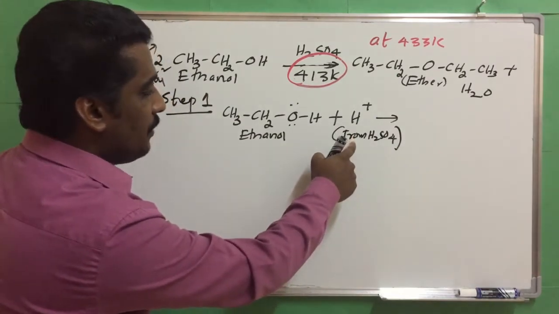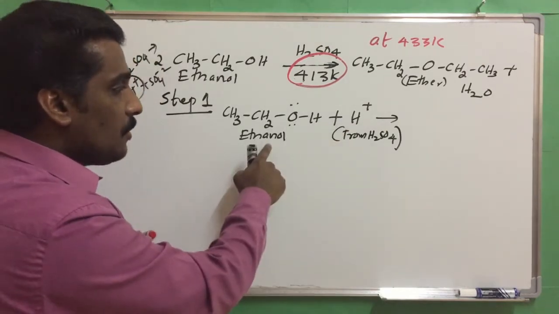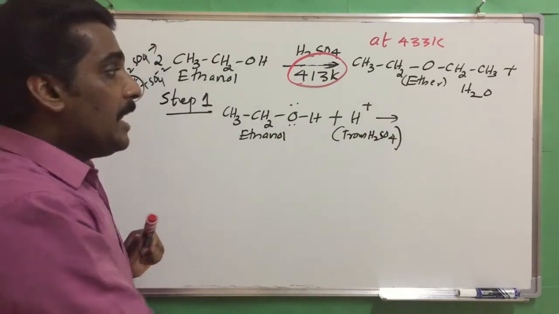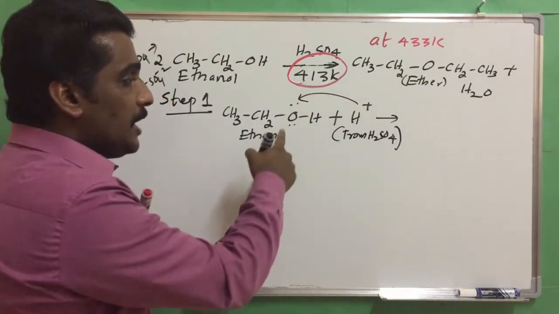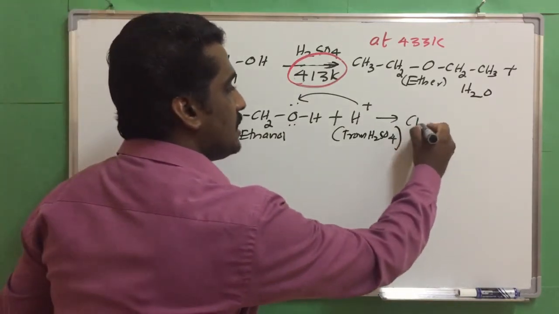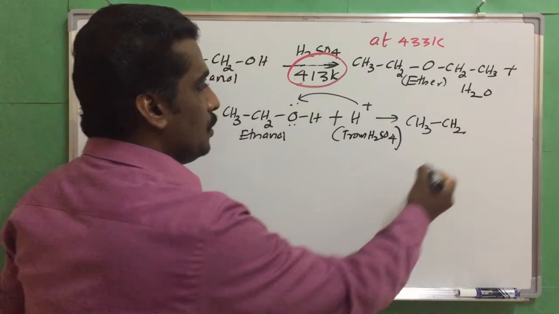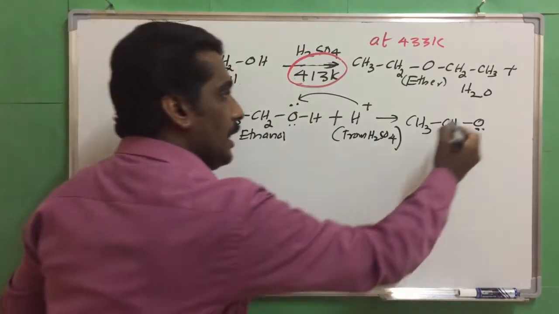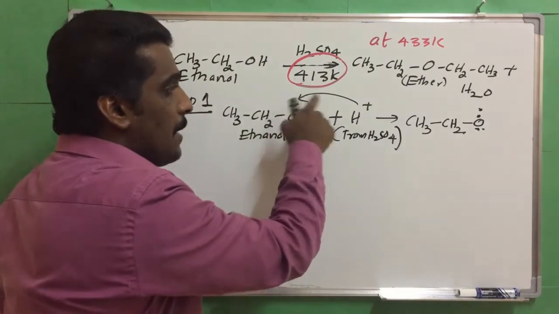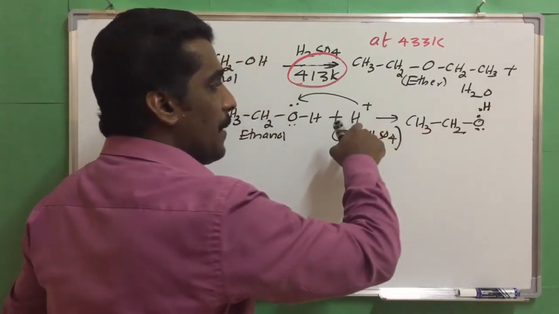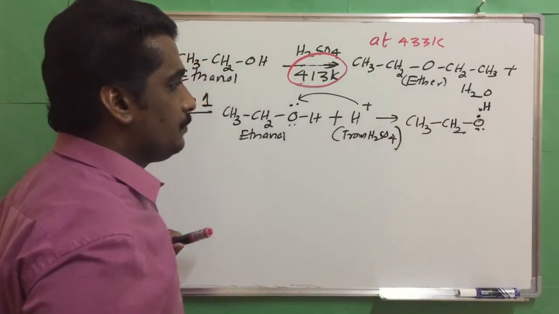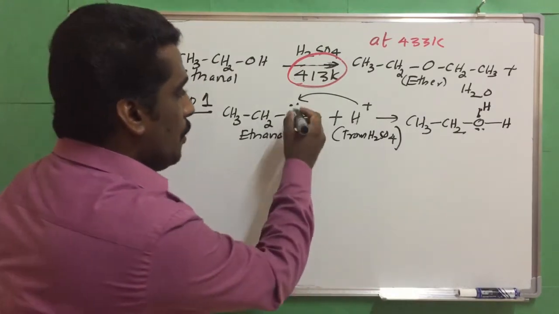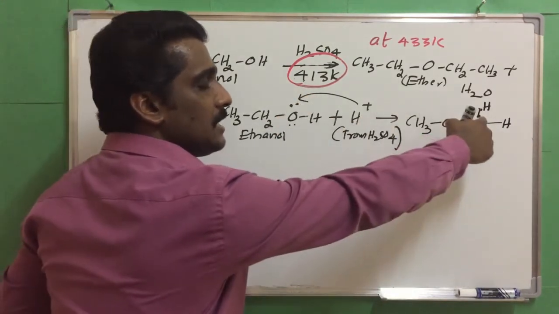In the presence of concentrated sulfuric acid, ethanol will act as a base. In the presence of a strong acid, ethanol behaves like a base. A base can accept a proton. Clear? So what will form? CH3, CH2, O, then 2 electrons, no change. Here you can see 2 electrons. These 2 electrons make a bond with H. The H is from the proton. Then one H is already present here. So by using these 2 electrons, H plus makes a bond.